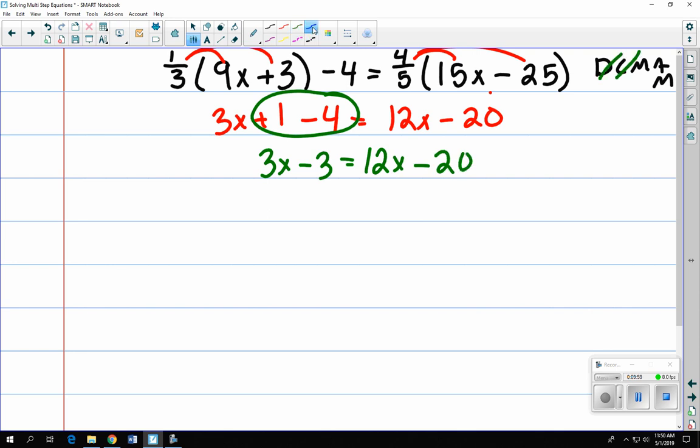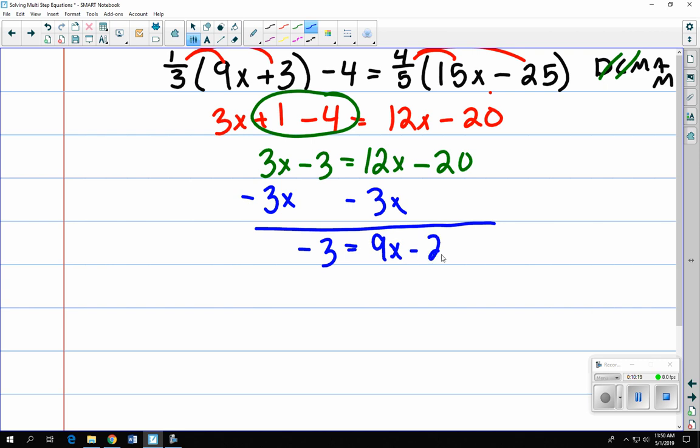Now I want to isolate my variable. I talked about keeping that x positive. I have a 3x and a 12x. I'm going to subtract 3x. It's okay that I start working on my right side of the equation. Negative 3 is equal to 12x minus 3x, which is going to give me 9x minus 20.